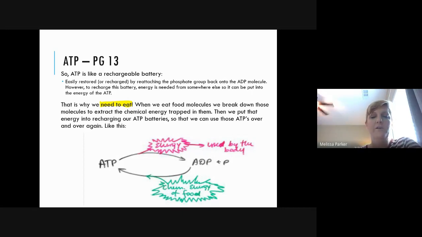So when we eat food molecules, we break down those molecules to extract the chemical energy that's trapped in them. Then we put the energy into recharging the ATP batteries so that we can use those ATPs over and over again like this. Right? So we started with our ATP. We're going to break off that phosphate right here. And when we do that, we're creating a lot of energy, right? Then we're going to eat food so we can add that phosphate back on. And now we're going to have ATP again. And we can just keep doing this cycle over and over again.